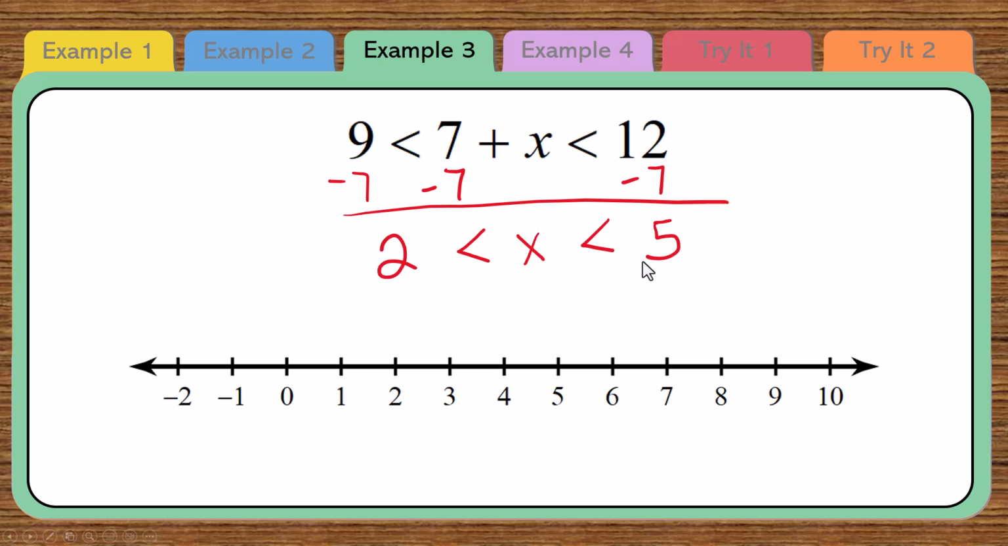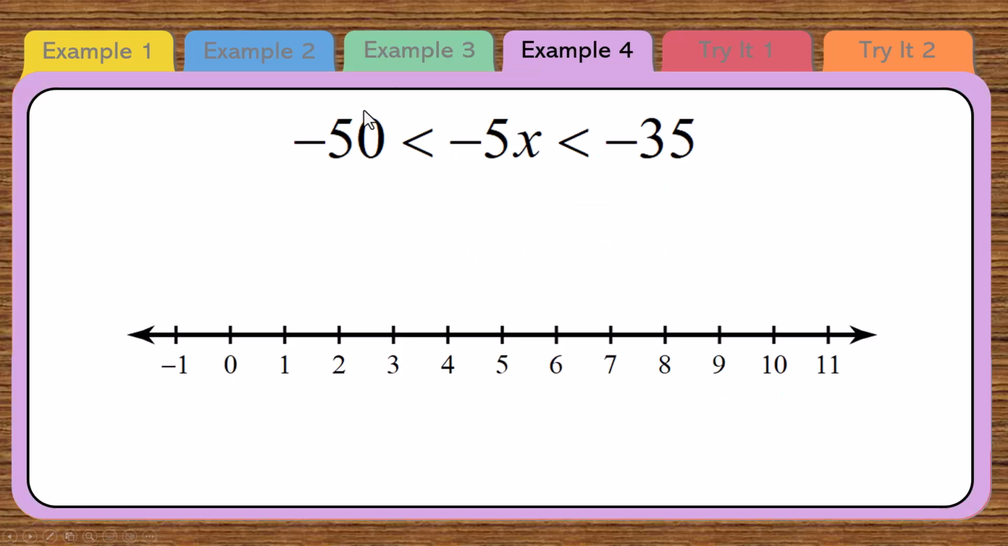So then to graph this, we have x is in between these two numbers, but not equal to them. So we have open circles on both of those numbers and filling in everything in between. All right, I saved the best for last, example 4. Now I need to divide by a negative number.